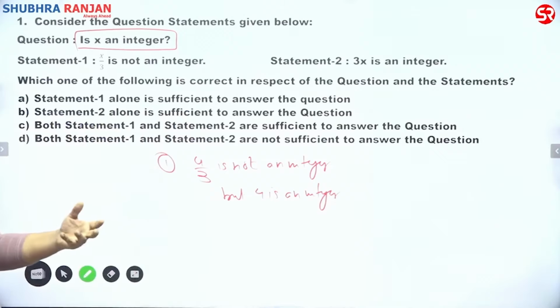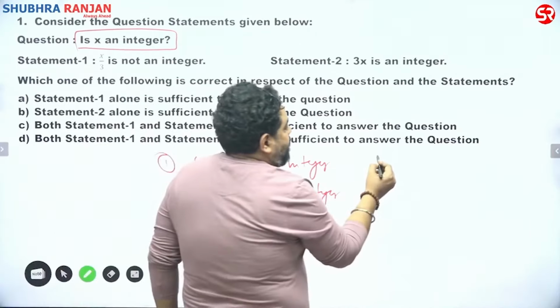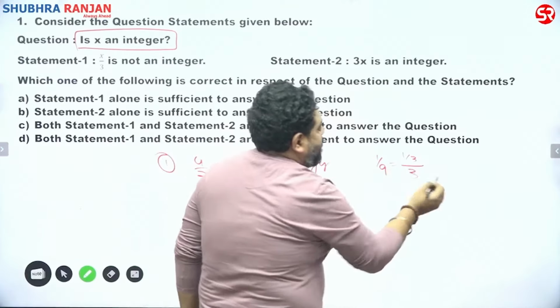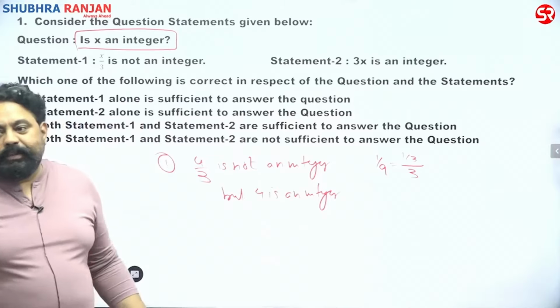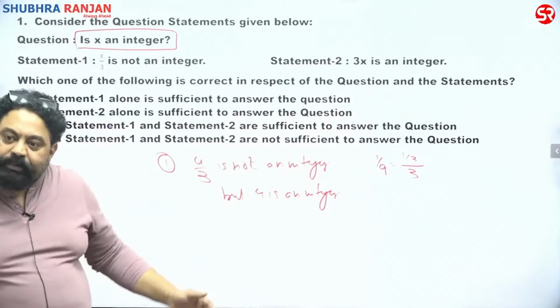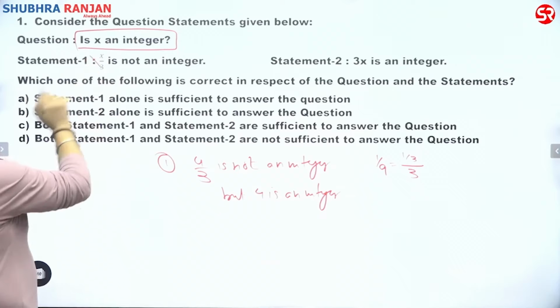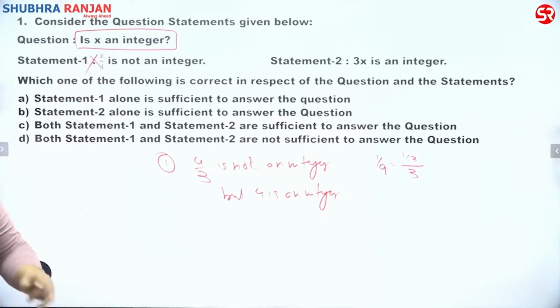But again, a counter. That is the beauty of UPSC, right? The counter is 1 by 9, which comes out to be 1 by 3 upon 3. 1 by 3 upon 3 is not an integer, and 1 by 3 is also not an integer. So the first gives you yes and no. The first is not the right choice. Clear?